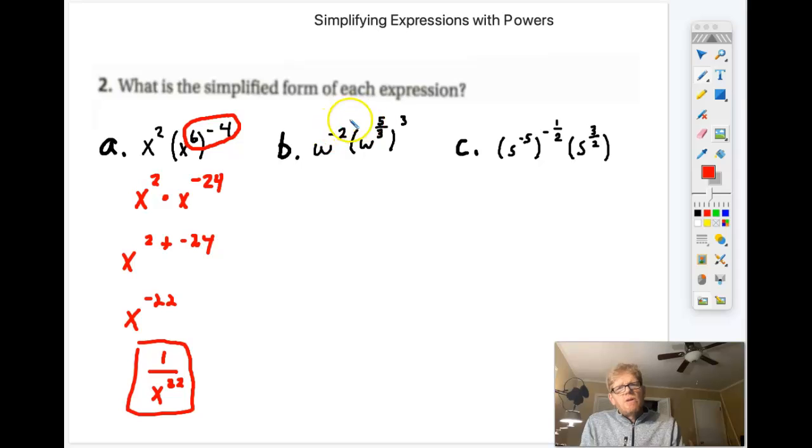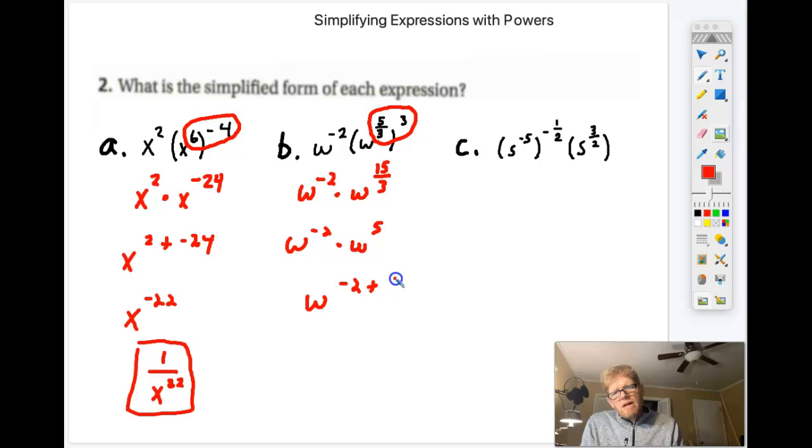Then I've got the next one, w to the -2nd times w to the 5/3 to the 3rd power. So the first thing I'm going to do again is take care of this. I'm going to copy down my w to the negative second times, and then this is going to leave me with w to the 15th over 3. 15 over 3. So that's going to leave us with w to the negative second times, and I can simplify this, w to the 5th. I add those two, negative 2 plus 5 gives me w to the 3rd. And I'm done. Again, we could do those steps in a slightly different order, but that's the way we're going to stick with for now.